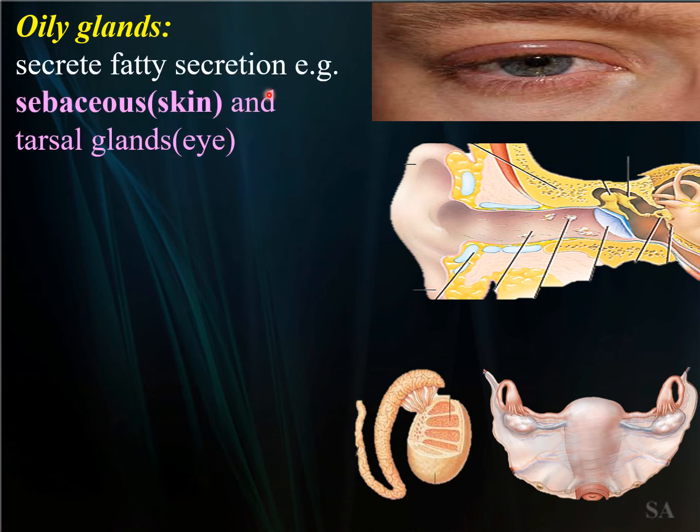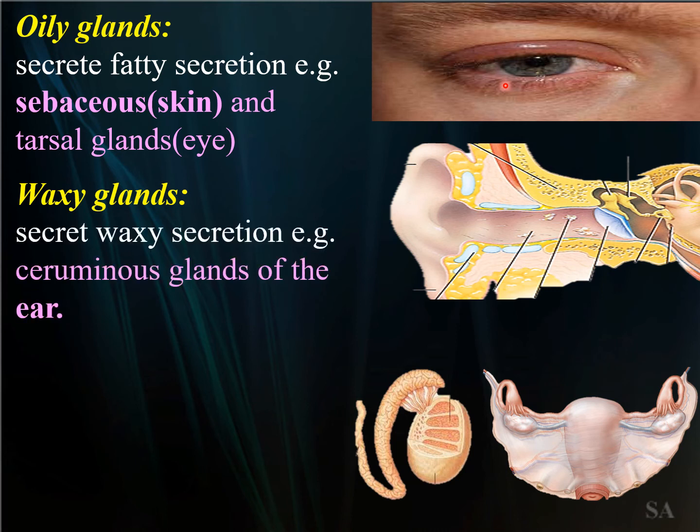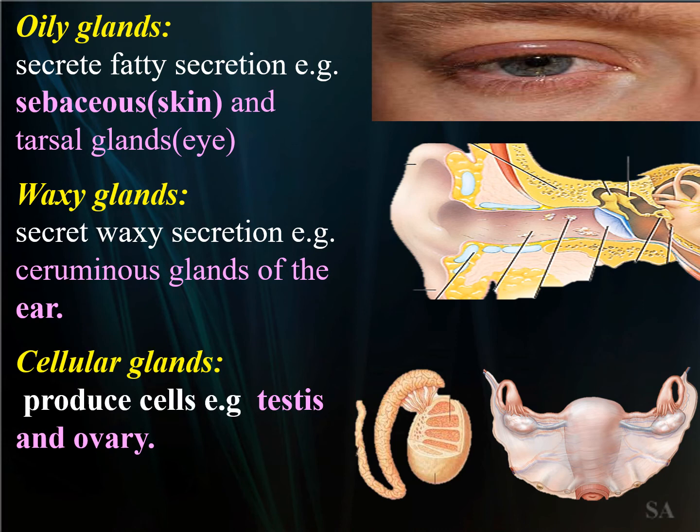The secretion may be oily, which secretes fat in the sebaceous gland of the hair and skin and the tarsal gland of the eye. The secretion may be waxy, present in the external ear in the ceruminous gland of the ear. It may also be cellular, producing cells, like the testes and ovary.